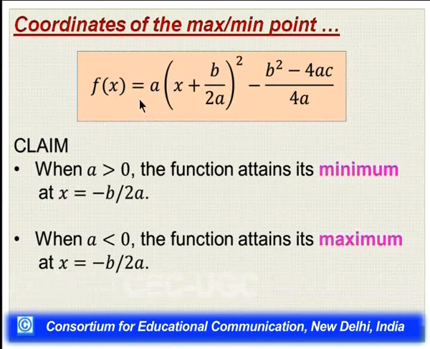So if our quadratic function is now written as f(x) = a(x + b/2a)² − (b² − 4ac)/4a, the claim here is, when the coefficient of x² in the quadratic function, which is a, is positive, the function attains its minimum at x = −b/2a. And when the constant a is negative, the quadratic function attains its maximum at x = −b/2a.